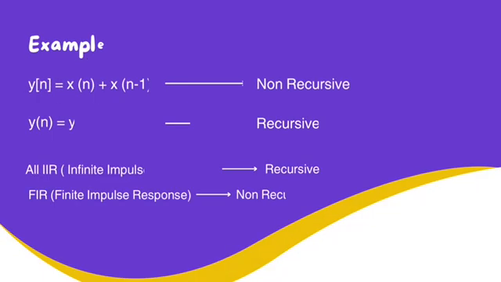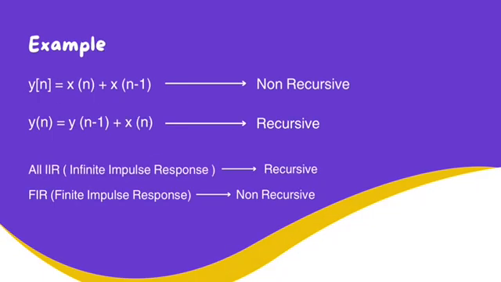Here's another example that shows the difference between recursive and non-recursive systems using basic equations and links them to common digital filter types. The first equation is y[n] = x[n] + x[n-1]. This means the output at index n depends only on the current input x[n] and the previous input x[n-1]. There is no use of any past output values. Since the output is determined purely from inputs, this system is classified as non-recursive.